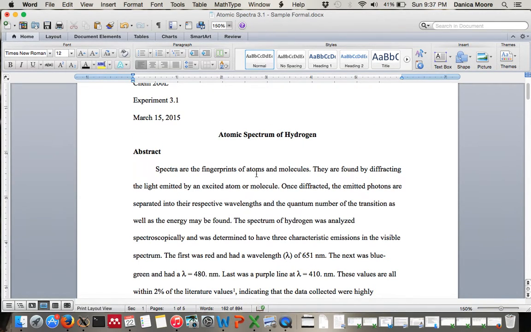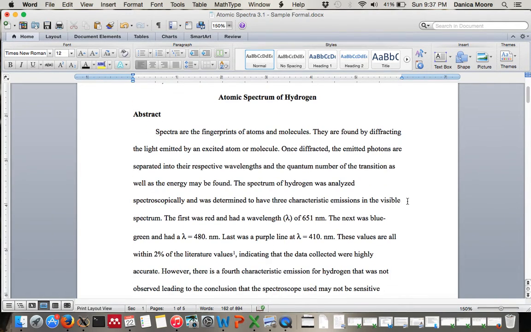Spectra are the fingerprints of atoms and molecules. They are found by diffracting the light emitted by an excited electron or molecule. Once diffracted, the emitted photons are separated into their respective wavelengths, and the quantum number of the transition as well as the energy may be found. The spectrum of hydrogen was analyzed spectroscopically and was determined to have three characteristic emissions in the visible spectrum. The first was red and had a wavelength, lambda, of 151 nanometers.